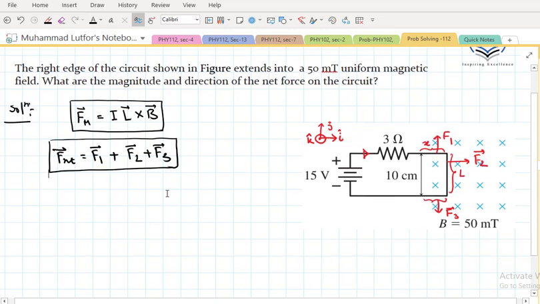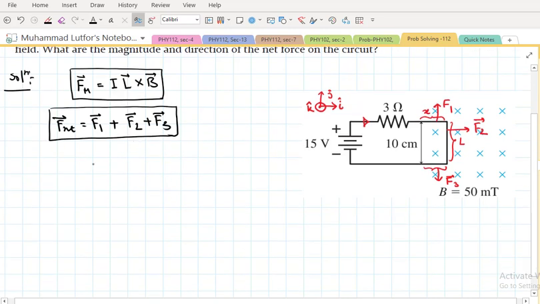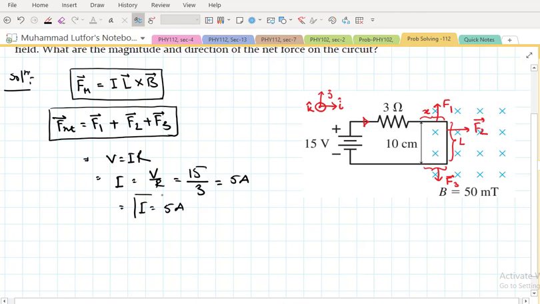Fine. First I have to find the current in the circuit. We can find that using Ohm's law, V equals IR. Then I would be V over R, which is 15 by 3. That is going to be 5 ampere. So the current in the circuit is 5 ampere. Fine.